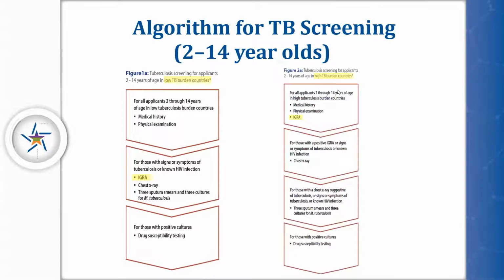But if you look at high burden countries, the IGRA moves up into the initial evaluation. So you have medical history, physical exam, and IGRA thrown in. And only if you have a positive IGRA or signs and symptoms of tuberculosis or known HIV infection would you then add a chest x-ray. And only if you have chest x-ray findings would you then add the 3 sputums. And then for positive cultures, you would also have to do a drug susceptibility test. So the onus of looking for infection is a little bit lower in the low burden countries.